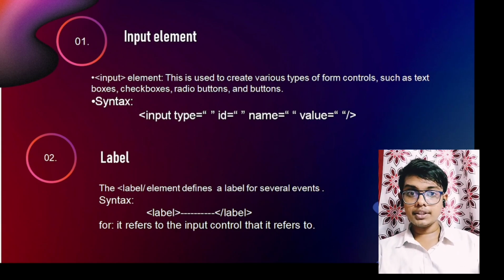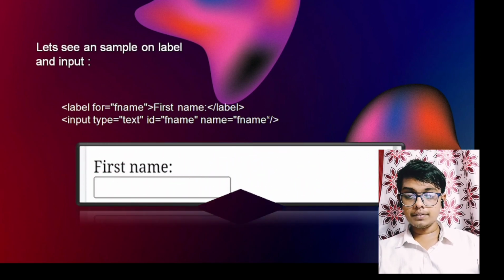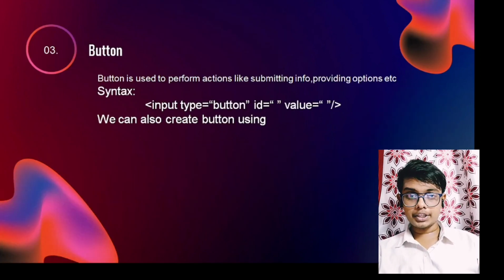As you can see here, I am creating a label, for is equal to fname, first name, and closing my label tag. Next, input type is equal to text. I am creating a text field here. Next, id is equal to fname. As you can see, I have given id equal to fname, and for this I am indicating a label with the help of for equal to fname. The id is not mandatory and for is also not mandatory. Let's see what the output looks like. As you can see here, the first name followed by a text field. So this is how it works.